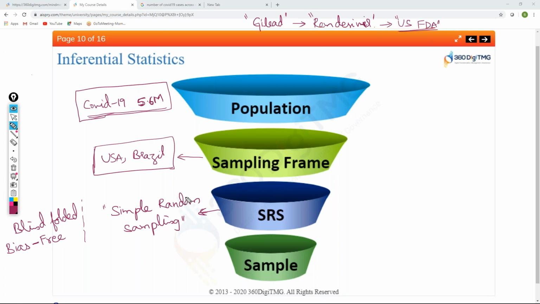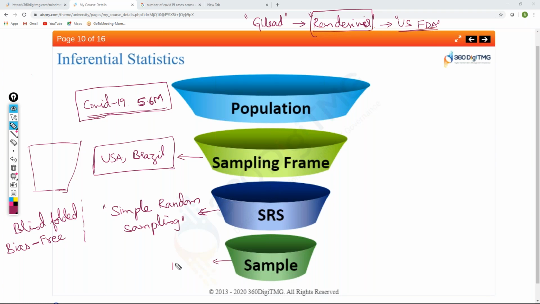You just close your eyes and pull randomly a few people, assuming that all these people are juggled. You think about all the people who are infected with COVID-19, their names written on a piece of paper and put in a box, and then you juggle it completely. You mix, and then you randomly put your hand in and pull out a few names, and whoever's name comes out, you go perform a clinical trial or test this drug on them. So you're applying simple random sampling and you'll get a sample.